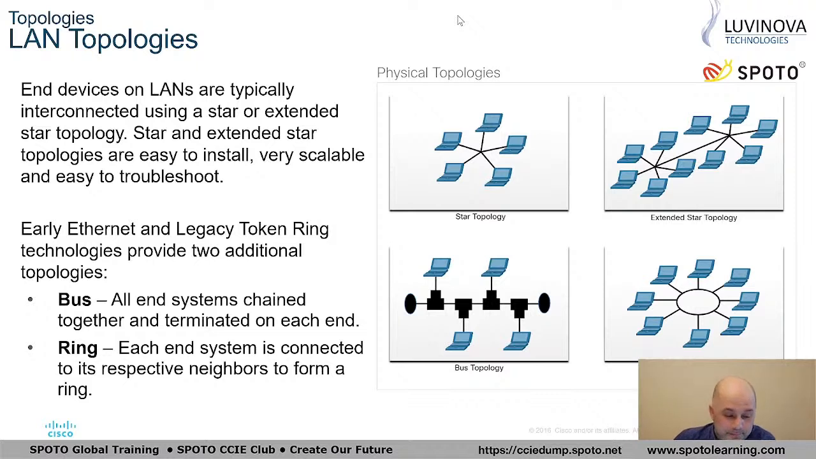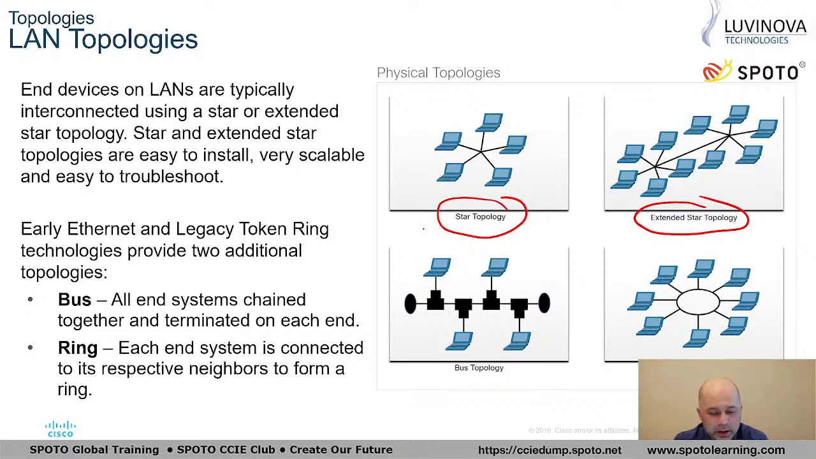LAN topologies. End devices on the LANs are typically interconnected using a star or extended star topology. So the most efficient and most widely used topologies these days are star and extended star. Bus topology and ring topology are legacy topologies, but we still talk about them because they might still exist somewhere in the world, for those countries that have history in the early days of the internet.